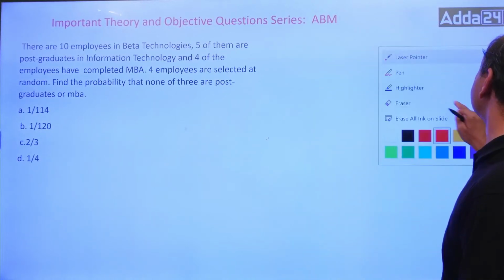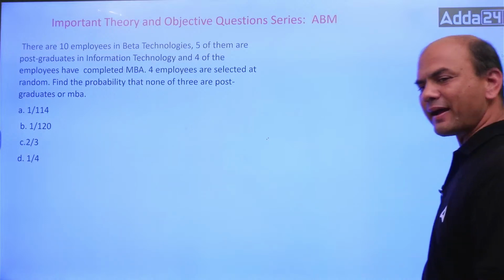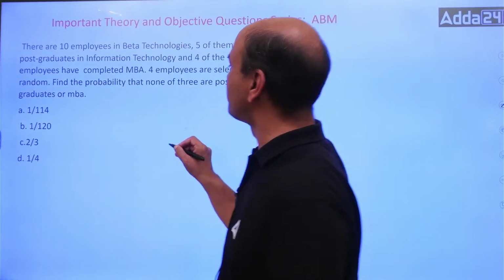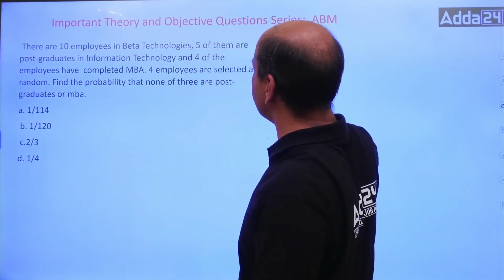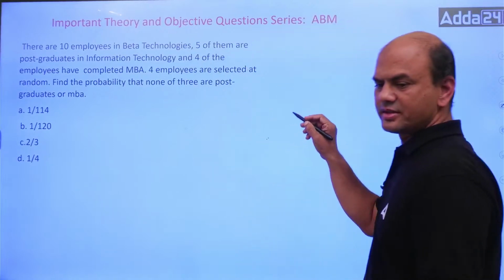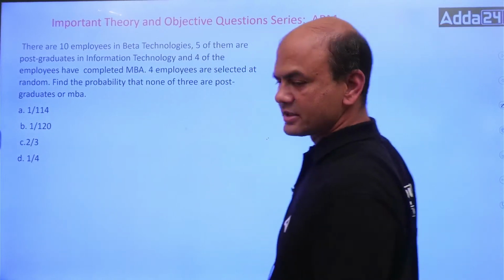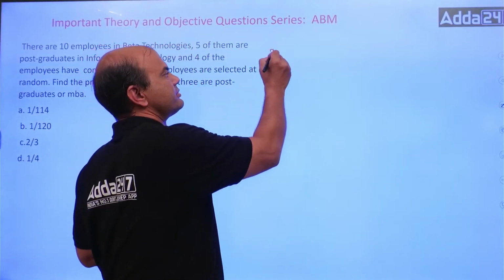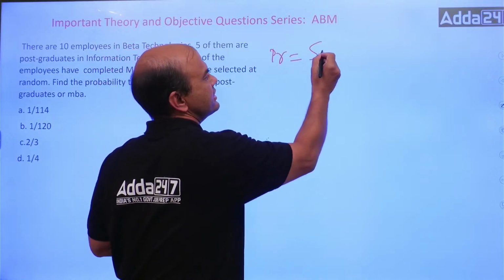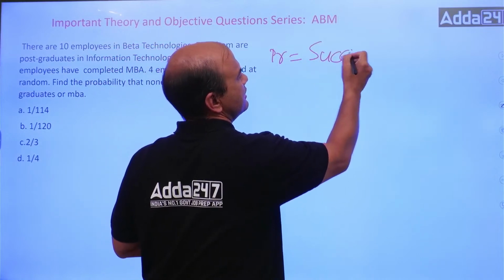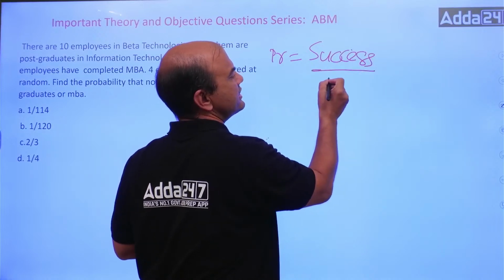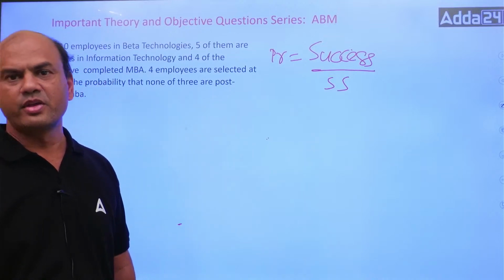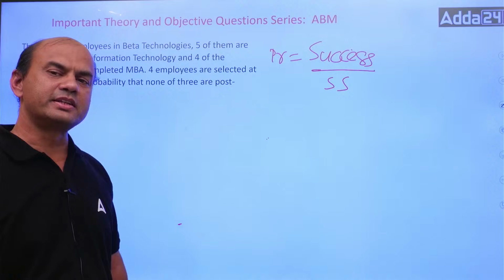So, how to solve this? Again, same logic. How many are selected? See this. First, find out probability. I'll write from here. You are able to see this? See this, probability, this side is easy, I think so. So, probability equals success upon sample space. Success upon sample space. So what is the sample space over here?